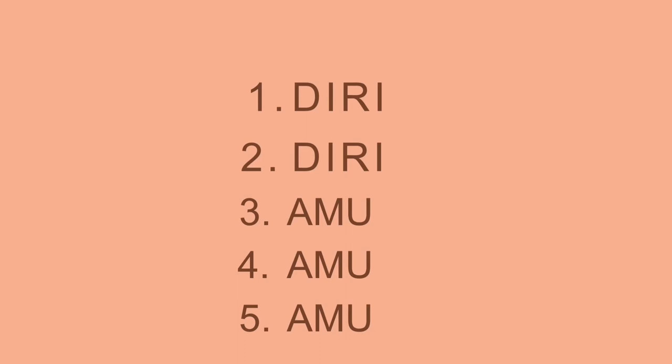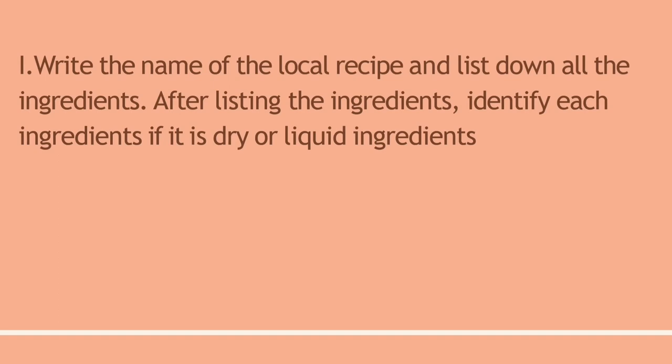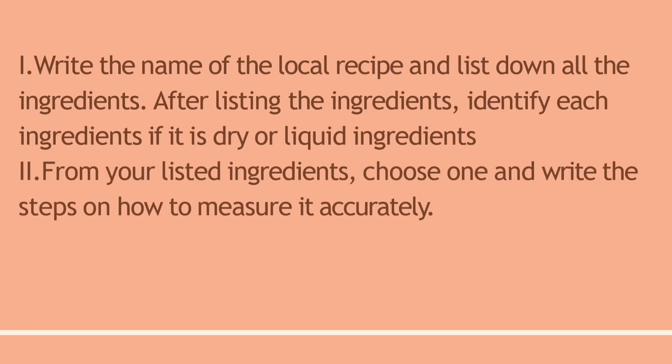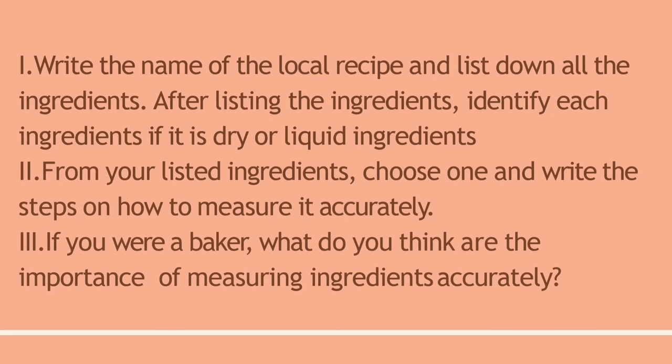Congratulations, class! Now, let us have a test. Number 1. Write the name of the local recipe and list down all the ingredients. After listing the ingredients, identify each ingredient if it is a dry or liquid ingredient. Number 2, from your listed ingredients, choose one and write the steps on how to measure it accurately. Then number 3, if you were a baker, what do you think is the importance of measuring ingredients accurately? You will pass your test in our Google Classroom.